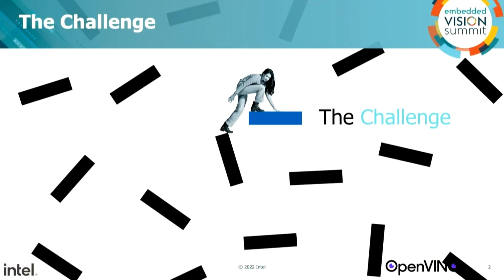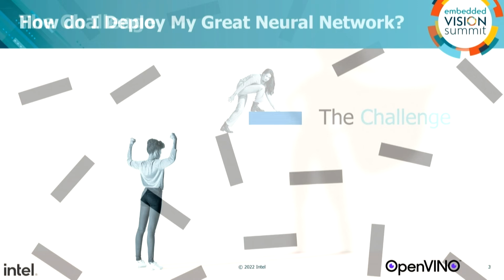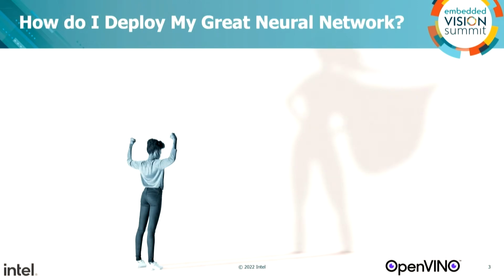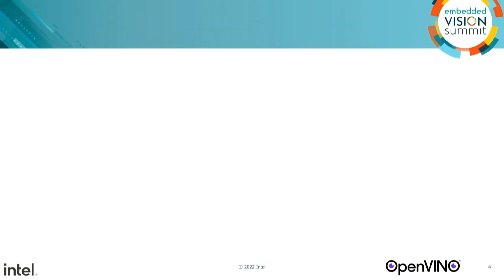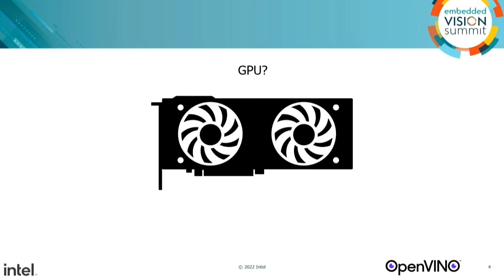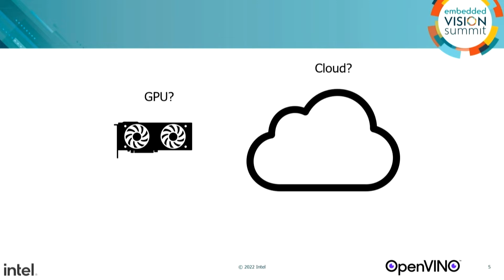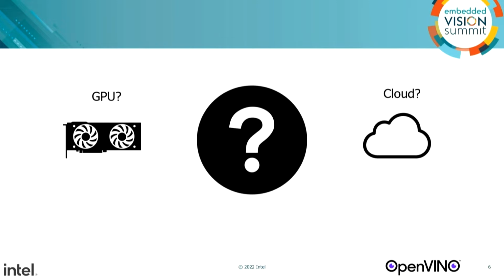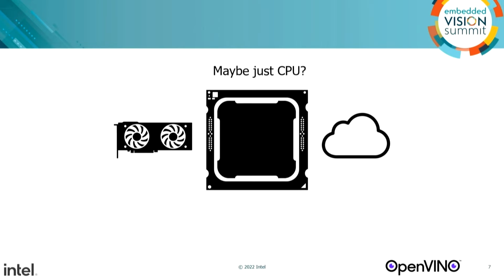So kick it off here with sort of a problem statement or a challenge. So imagine that you have trained a great neural network, like Phil said, TensorFlow, PyTorch, solving a problem, something like anomaly detection, object detection, and you're ready to deploy it into production. So you have a few choices. You could deploy it on a GPU. You could deploy it in the cloud. But what other option do you have? You can also look at deploying it on maybe just a CPU. The great thing about OpenVINO is that you can do all of the above, right?